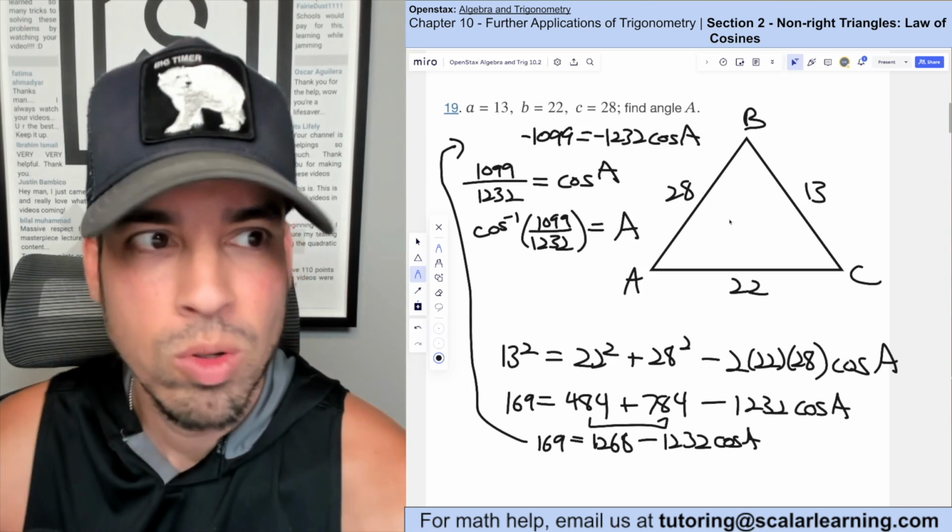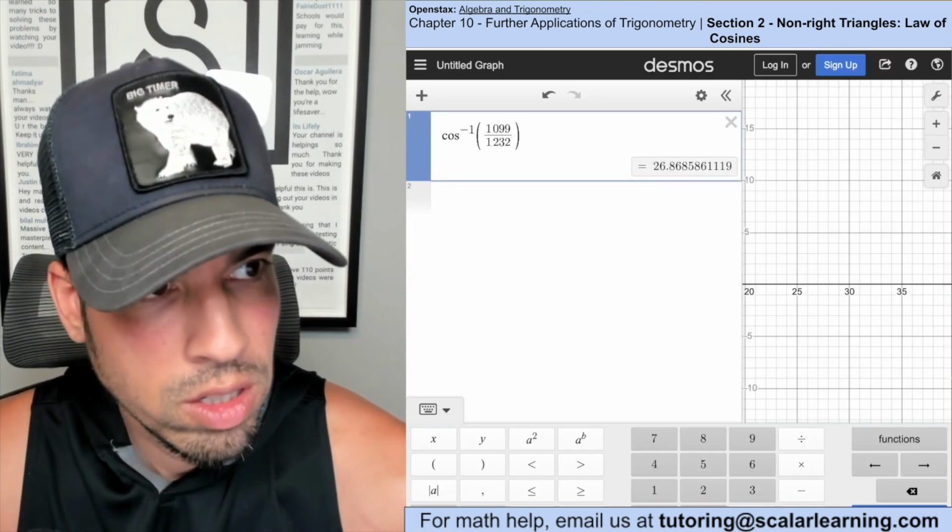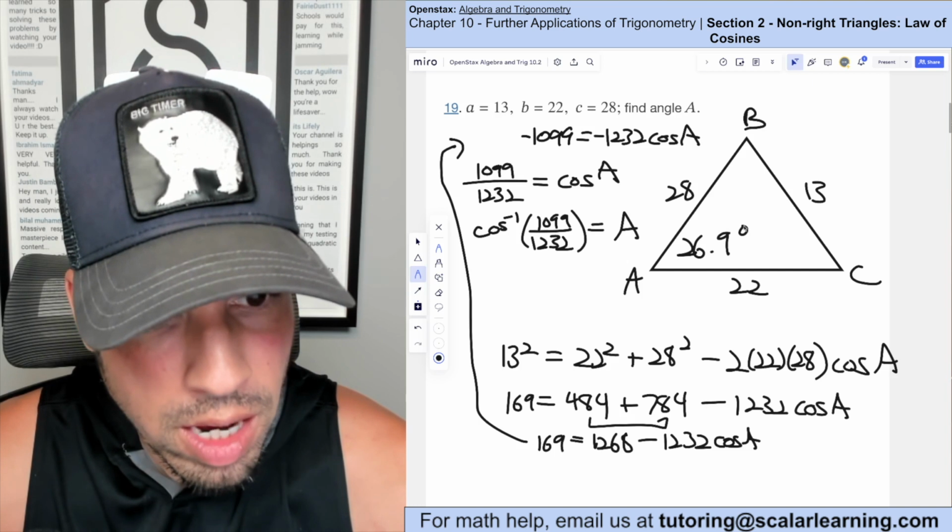Let's see it in Desmos. And we get 26.9 rounded to the nearest tenth. So A is 26.9 degrees.